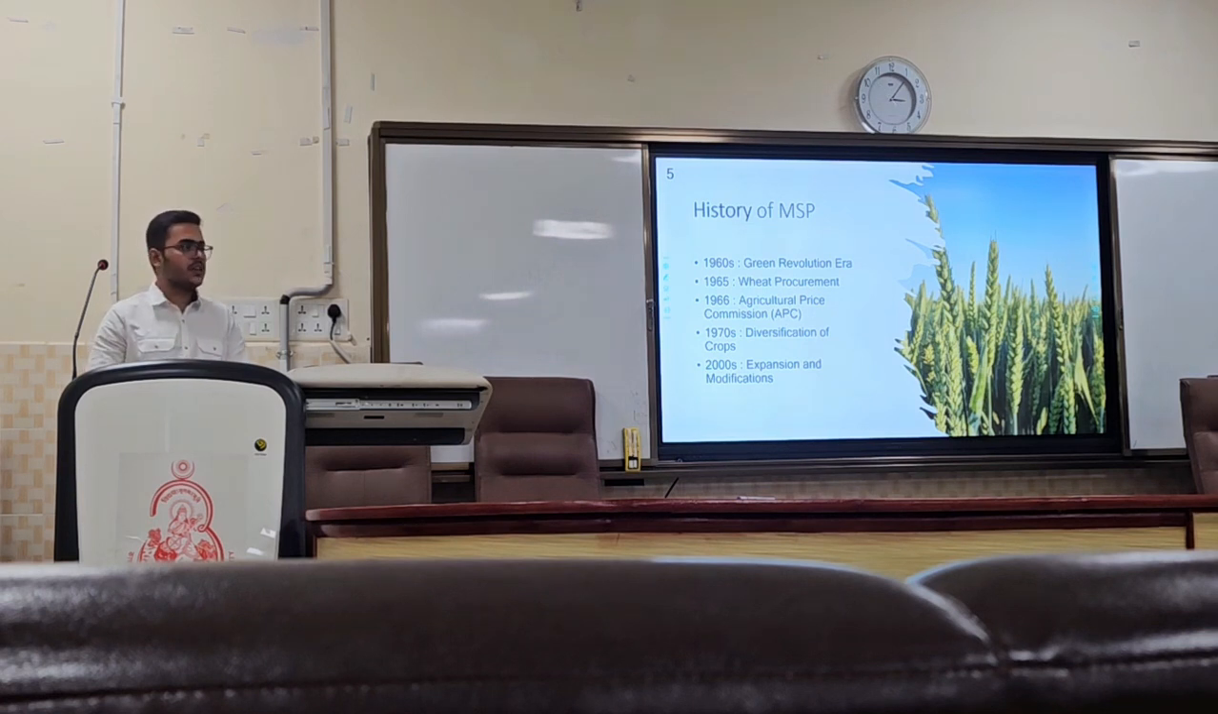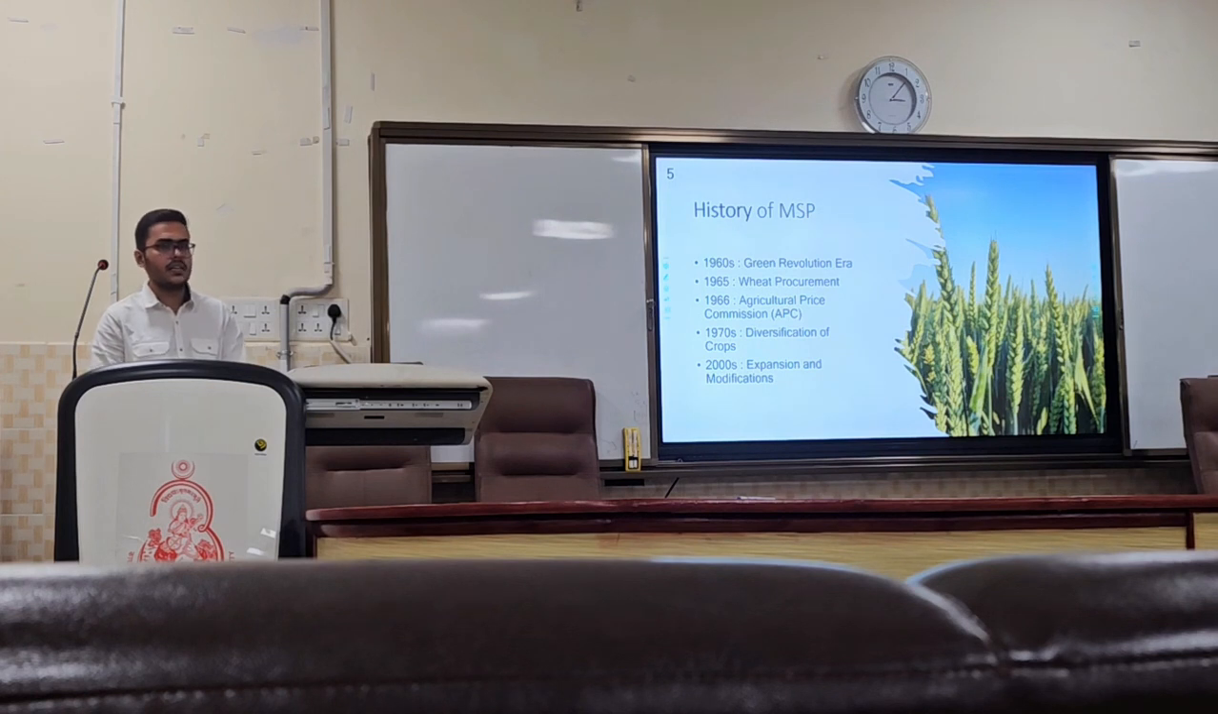Later in 1965, wheat procurement happened for the first time, and the MSP for wheat was set at 54 rupees per quintal. This was done to incentivize the farmers of Punjab and Haryana to grow a particular variety called Jaya, the miracle dwarf variety of wheat. Then in 1966, the Agricultural Price Commission came.